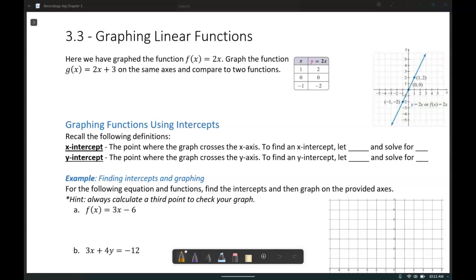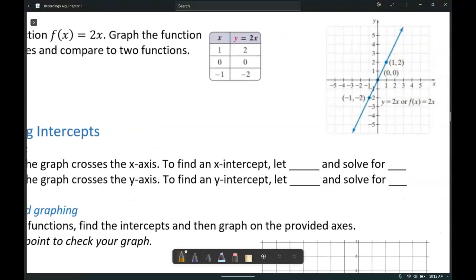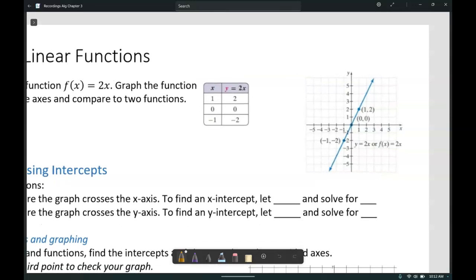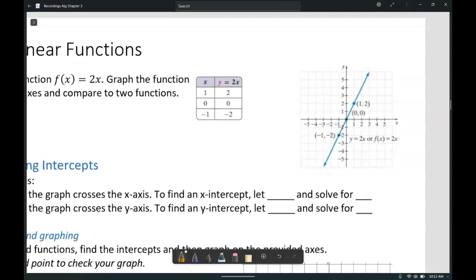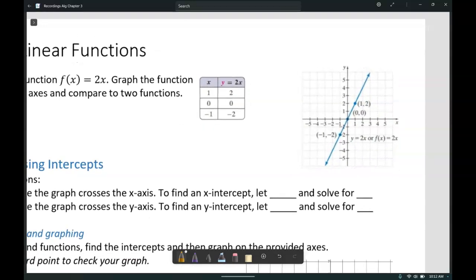Here we're going to take another look at how we can graph linear functions and another process involved with that. So on the graph that we have seen here, we have the graph of f of x equals 2x, also known as y equals 2x. And we've graphed it by finding some ordered pair coordinates, such as x equals 1 and evaluating to get 2, when x equals 0, and then when x equals -1. So we have these 3 points plotted on this function.